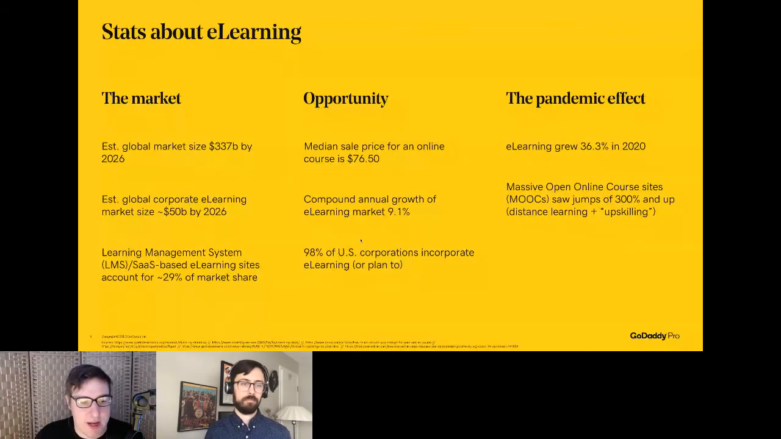What we're focusing on today are learning management systems, or LMSs, or software as a service, SaaS-based e-learning sites, and they account for about 1/3 of the e-learning market share. So that's what anyone running it on WooCommerce will be doing.